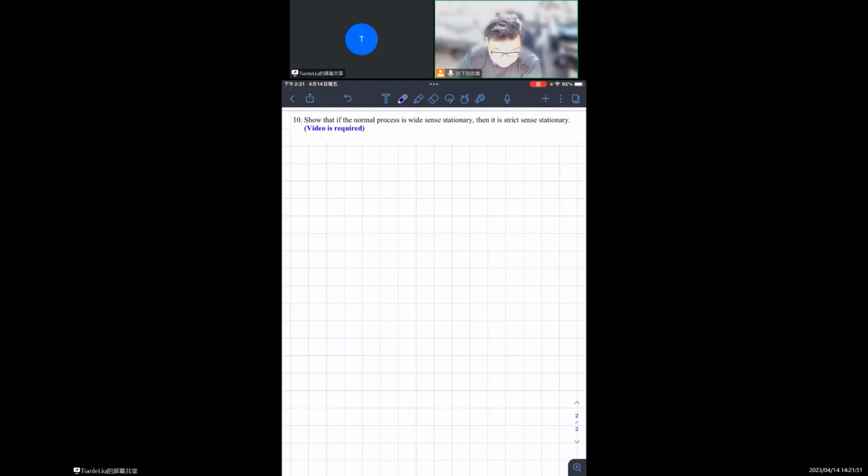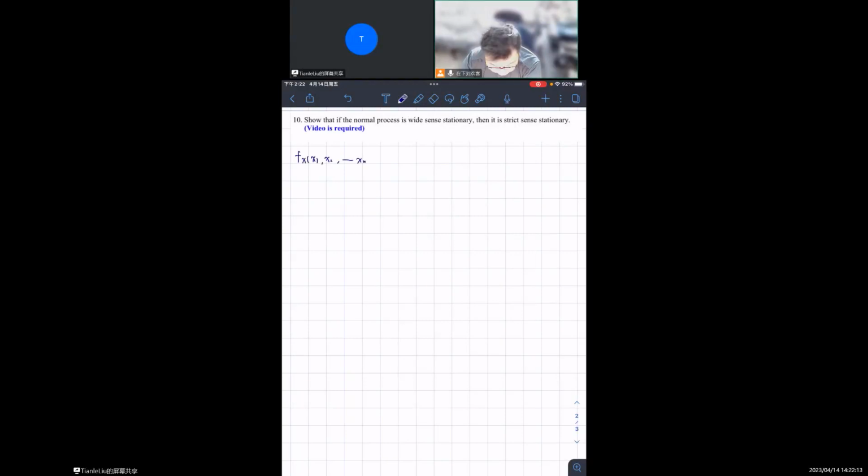I'm here to do the homework 8 problem 10. Based on the clue, we just need to follow page 30 of the lecture notes. Firstly, for this one, we need to know what we need, right? So the formula we need to get is this one.